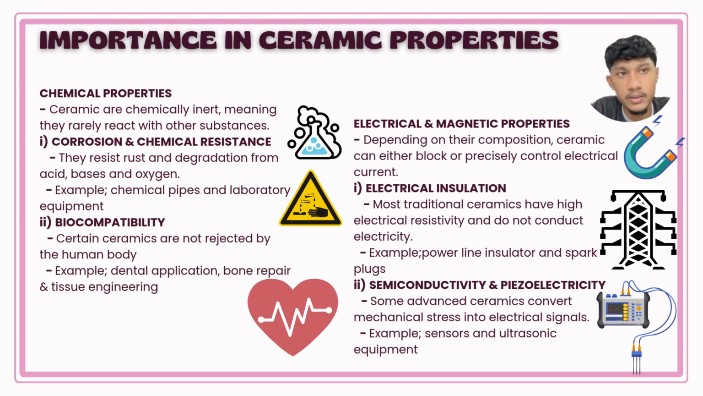Now let's look at the chemical properties. Ceramics are chemically inert, which means they do not easily react with other substances. They have excellent corrosion and chemical resistance, so they don't rust or degrade even in harsh environments. This makes them suitable for laboratory equipment, the chemical industry, and cookware. Another important property is biocompatibility. Some ceramics can safely be used inside the human body without being rejected. That's why they are commonly used in dental crowns and joint replacements.